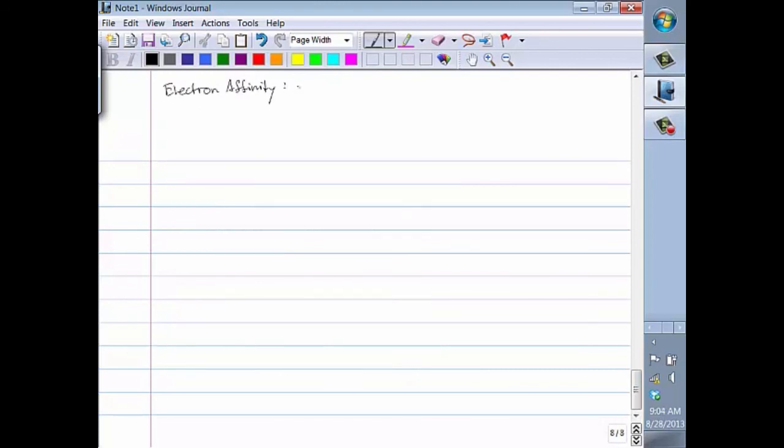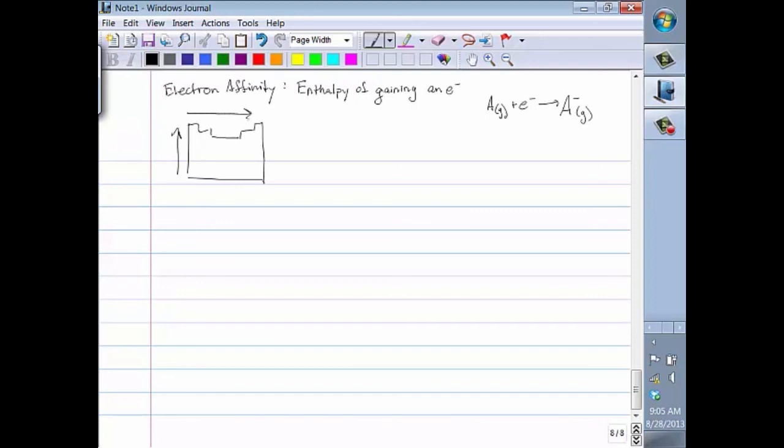Electron affinity. This is defined as the enthalpy of gaining an electron. Technically, the electron affinity is the enthalpy of gaining an electron. And so a large negative enthalpy of gaining an electron is where the negative ion is more stable than the atom. So the trends in electron affinity should probably be familiar to you. They increase going up and across the periodic table.